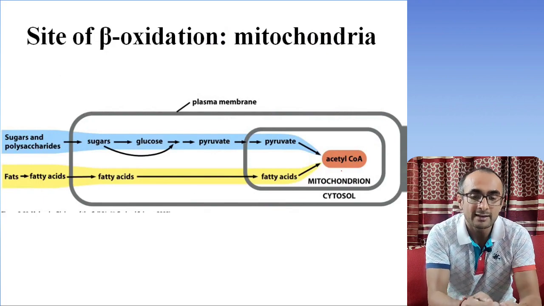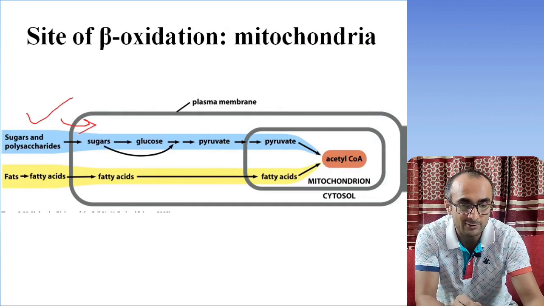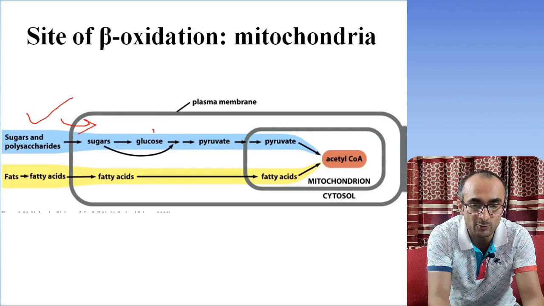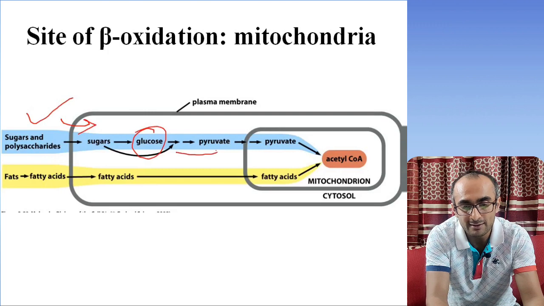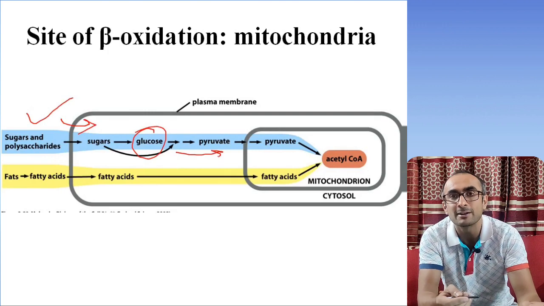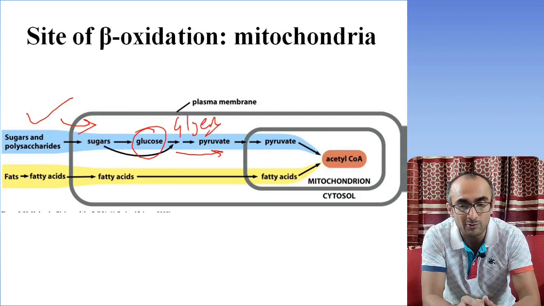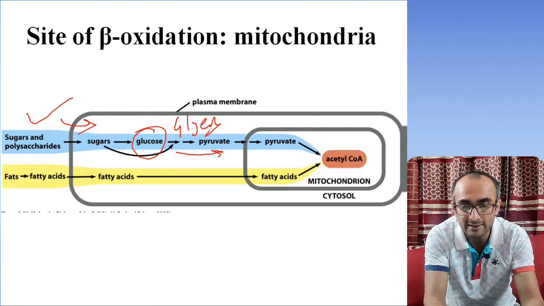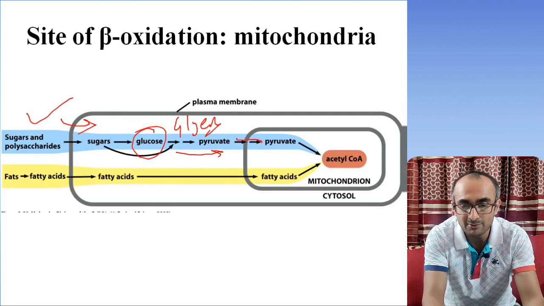Even in the case of sugars, polysaccharides and sugars enter the cytosol. After entering the cytosol, sugars are converted to glucose, and this glucose is converted to pyruvate. This process, which we have already talked about, is called glycolysis. After glycolysis, the pyruvate formed enters the mitochondria, and after entering, pyruvate is converted to acetyl coenzyme A.